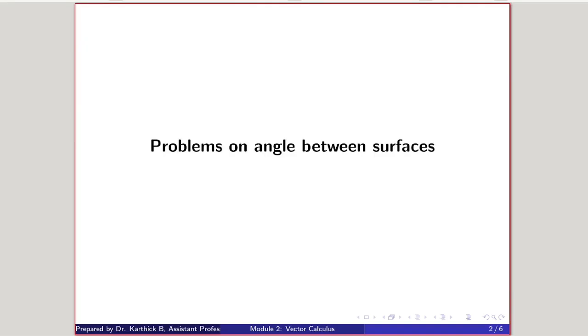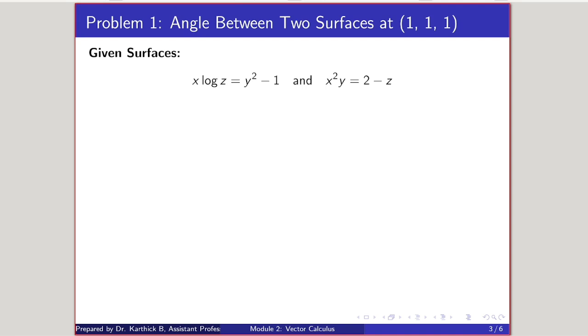Hello and welcome to this lecture on vector calculus. In this video, we are going to solve the problem on finding the angle between two surfaces. So let's begin. Problem 1: find the angle between two surfaces at the point (1, 1, 1).